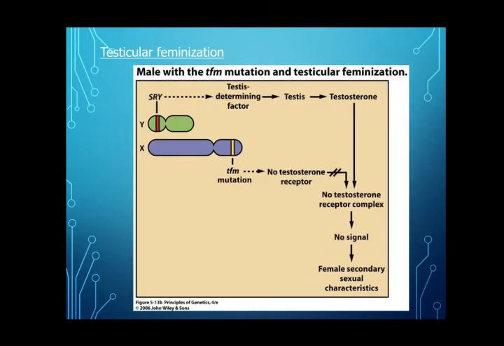But with a male with TFM mutation, testicular feminization, SRY creates testis determining factor, creates testes, creates testosterone, but the TFM mutation causes no testosterone receptor to be made. So there is no testosterone receptor complex, no signal, meaning that the body will proceed to develop as a female.